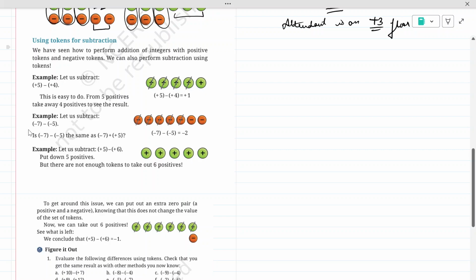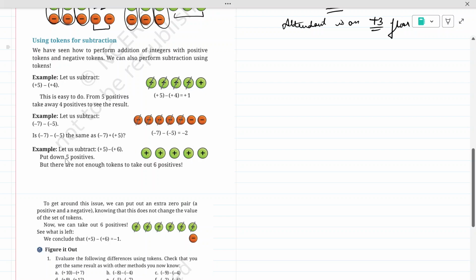Now, in the second case, we have minus 7. So that is 7 red coins, 1, 2, 3, 4, 5, 6, 7. And from these minus 7 coins, we are subtracting 5 coins of minus. In this case, we straight away cut them because we have enough tokens to subtract. And then we are left with only 2 negative tokens. This is also easy. Now, kids, this one is important.